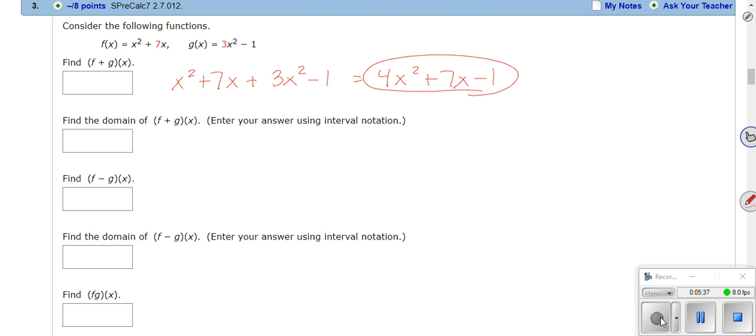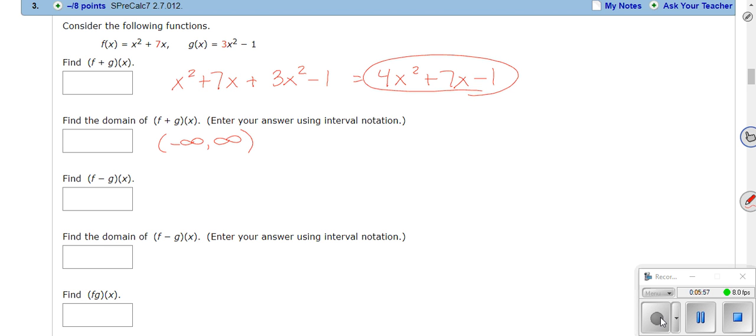Not a big deal. Now, the domain of f plus g. Again, when I think domain, I look for what needs to be restricted. I don't have any x's in the denominator. I don't have any x's under radicals. It's free. So it is negative infinity to positive infinity.